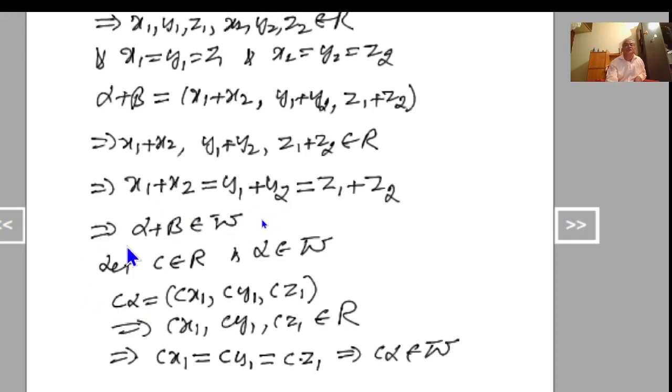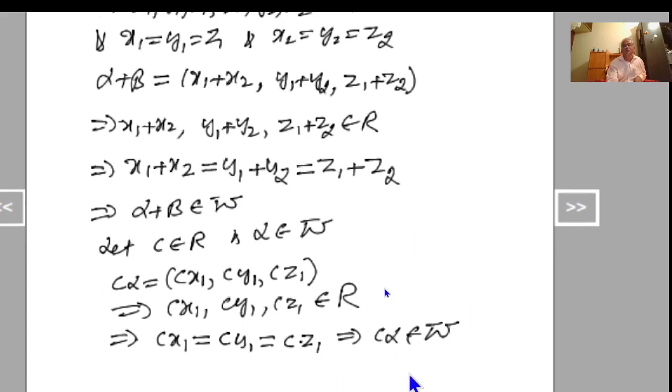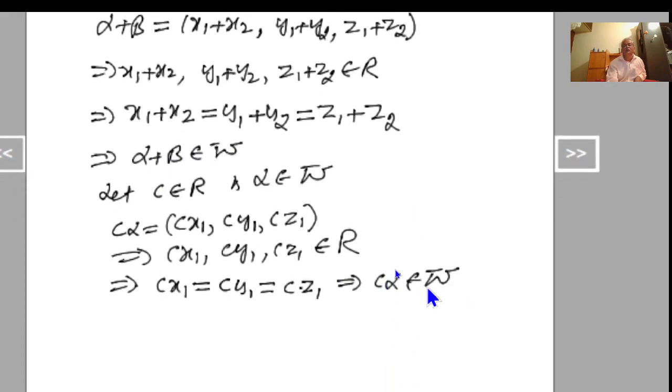So both the conditions are satisfied here. Alpha plus beta belongs to W and C alpha also belongs to W. Therefore, W is the subspace of V3R. So therefore, W is a subspace of V3R.